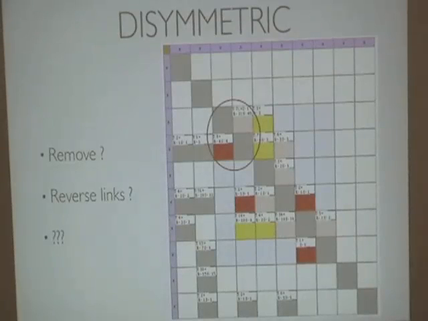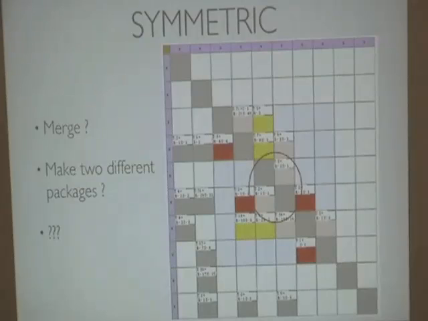Now, with this color, we have a dissymmetric cycle. Okay, maybe we can remove this cycle or reverse links, for example with extension, or maybe we can do other things. If we have a symmetric cycle, maybe we can merge these 2 packages, or make 2 different packages, reorder classes, or maybe other things.